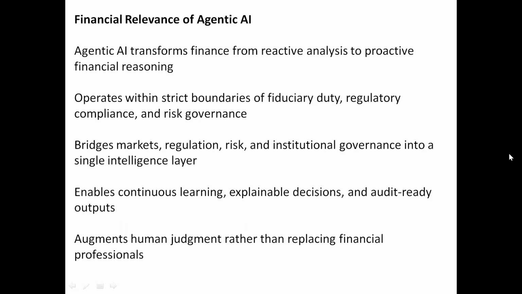In terms of financial relevance, agentic AI transforms finance from reactive analysis to proactive financial reasoning. The most important point is that they augment human judgment rather than replacing financial professionals. That's what I think is the strong point of agentic AI: it is a co-pilot for financial professionals. So naturally they transform financial professionals into AI-native financial professionals, right?